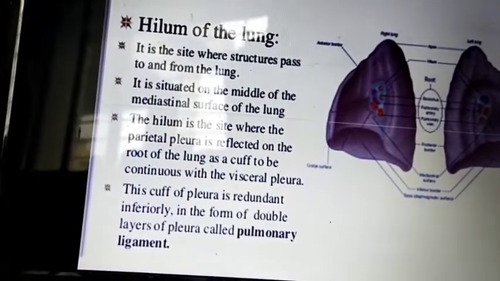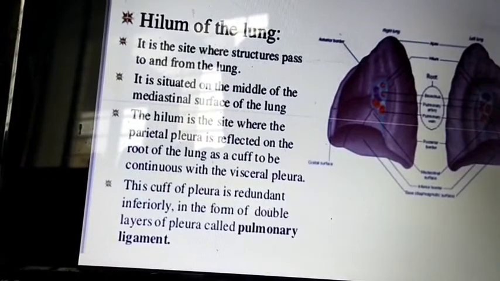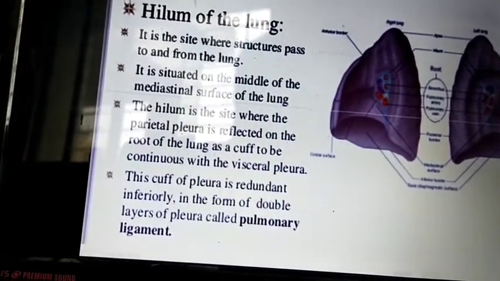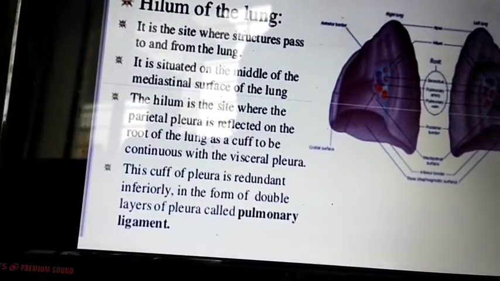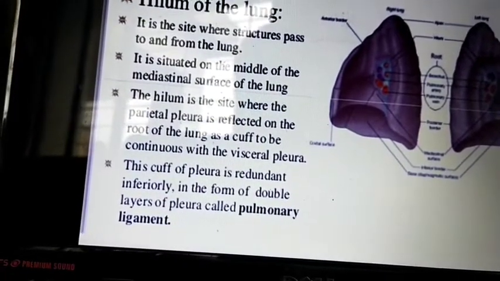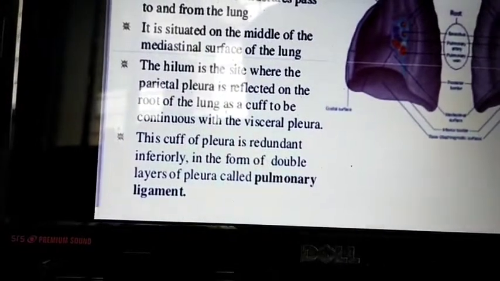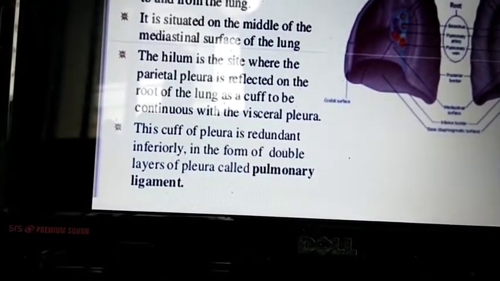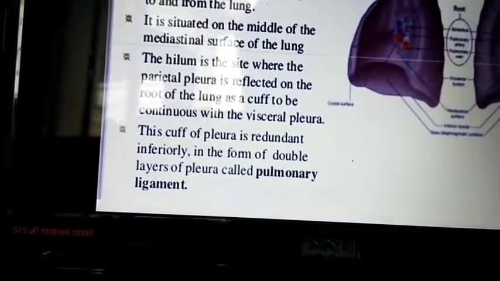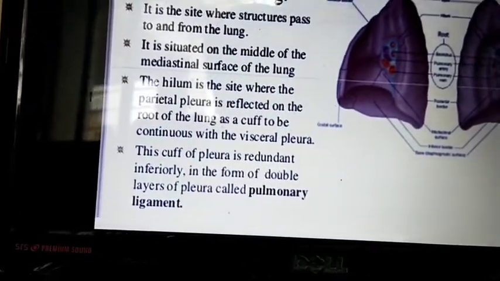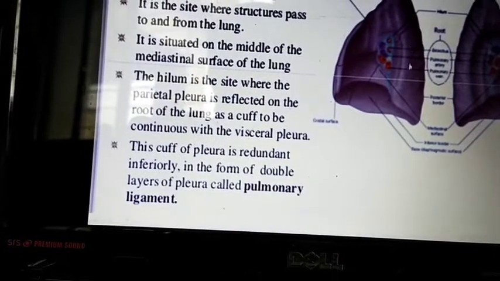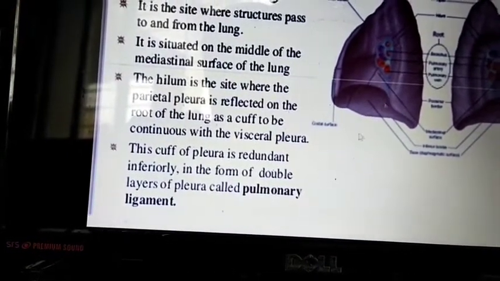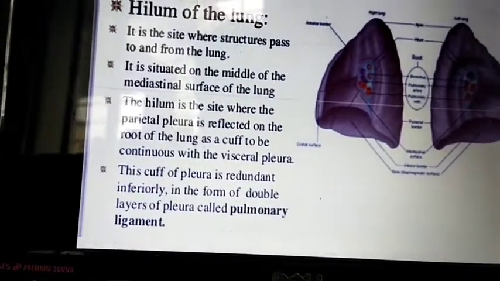The hilum is the site where the parietal pleura is reflected on the root of the lung as a cuff to be continuous with the visceral pleura. This cuff of pleura is redundant inferiorly in the form of a double layer of pleura. It is called a pulmonary ligament. You can see it here. I will explain it during the anatomy of the pleura.